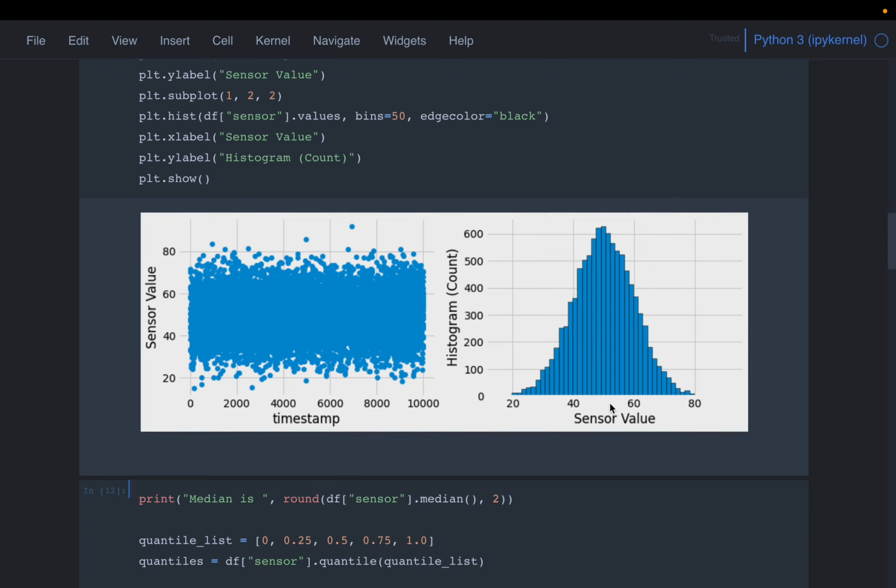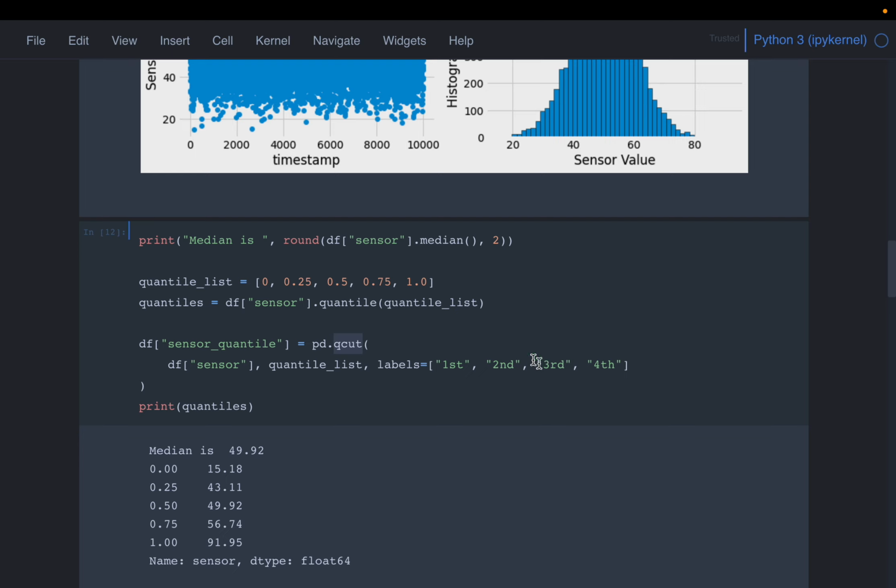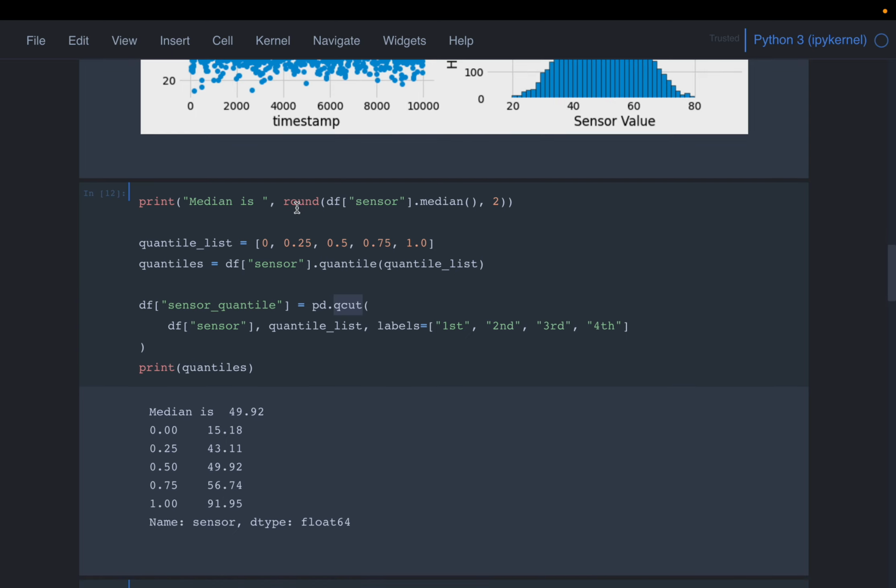Here we are looking at the same data as a histogram. The mean will be somewhere here. It's 50 and the standard deviation is 10. So the standard deviation band is from 40 to 60, right? That's two standard deviations, one on the left, one on the right. Now here we are computing the median using this pandas function. It is close to what we expected, 49.92, close to 50.